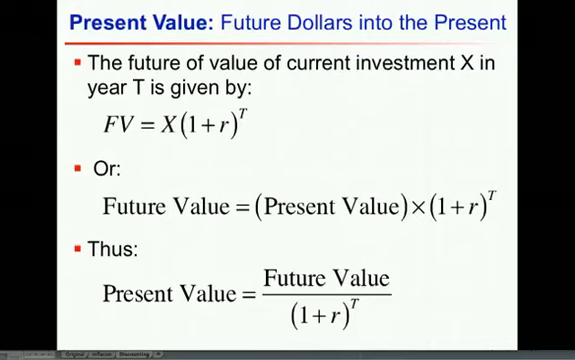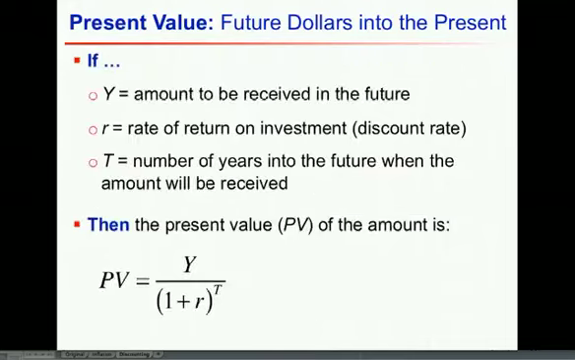We're discounting future values to get present values. So again, here's the companion slide to the general idea of future values that we turn into present values. If Y is the amount to be received in the future, R is the rate of return on investment, or the discount rate, and T is the number of years in the future when the amount will be received, then the present value of that future amount is Y divided by 1 plus R to the T power.